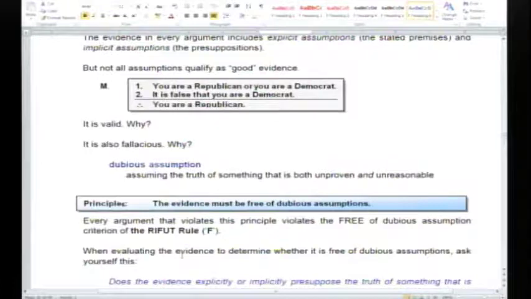So either you are a Democrat or you're a Republican. It is false that you're a Democrat, therefore you're a Republican. It's valid because it's impossible for the premises to be true and for the claim to be false. But the reason why it's bad is because it violates this principle. And the reason why it commits a dubious assumption is because there are more alternatives than the 2 limited alternatives that you're being presented with.